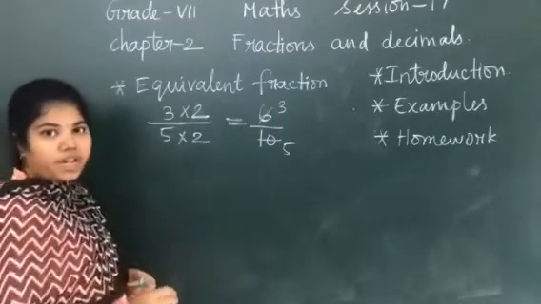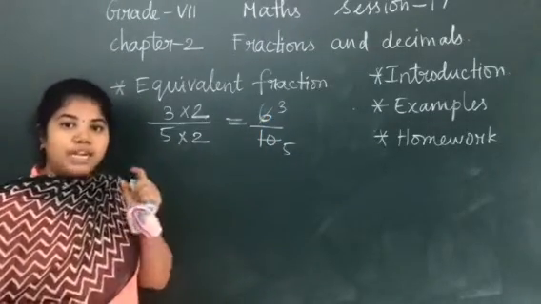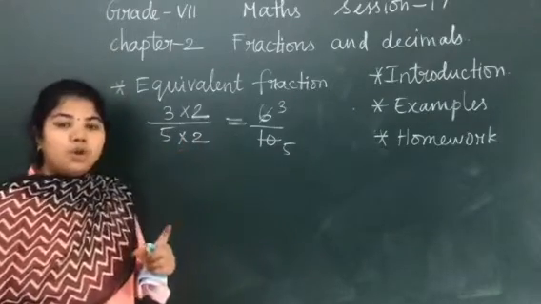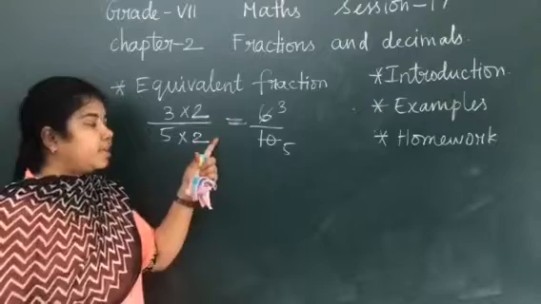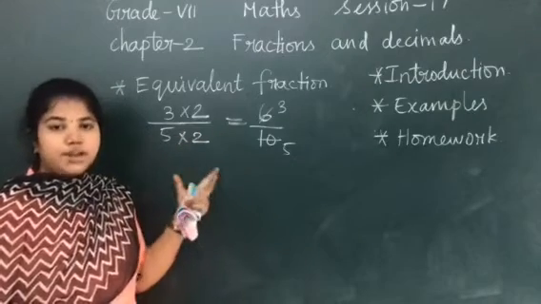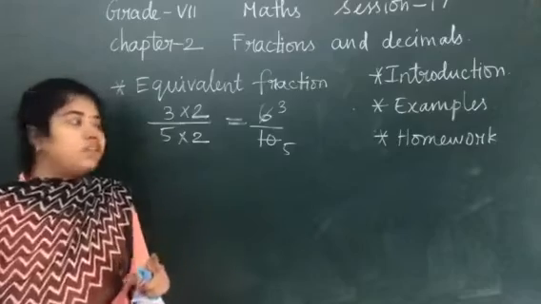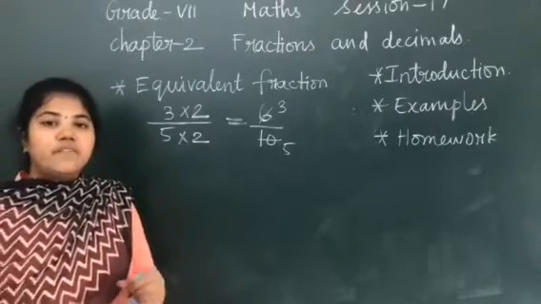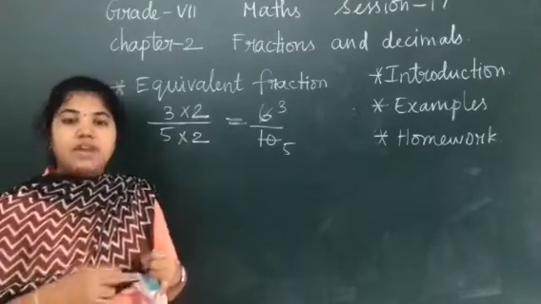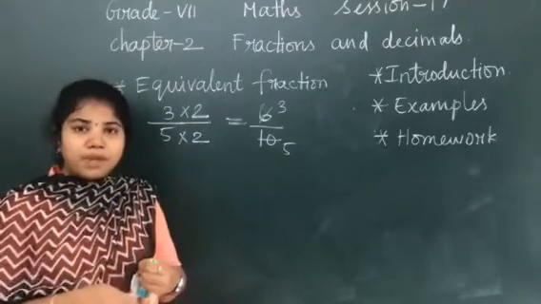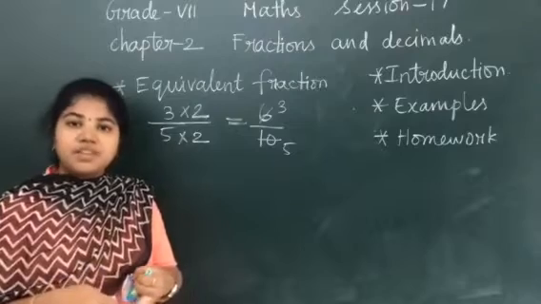So equivalent fraction is I am going to multiply the same number to the numerator and denominator, or I am going to divide the same number to the numerator and denominator. Can you understand the equivalent fraction? This is equivalent fraction. Okay. What are the things we have discussed in this session? We have discussed what is a fraction. Fraction is a part of a whole. And the top number is numerator and the bottom number is denominator.